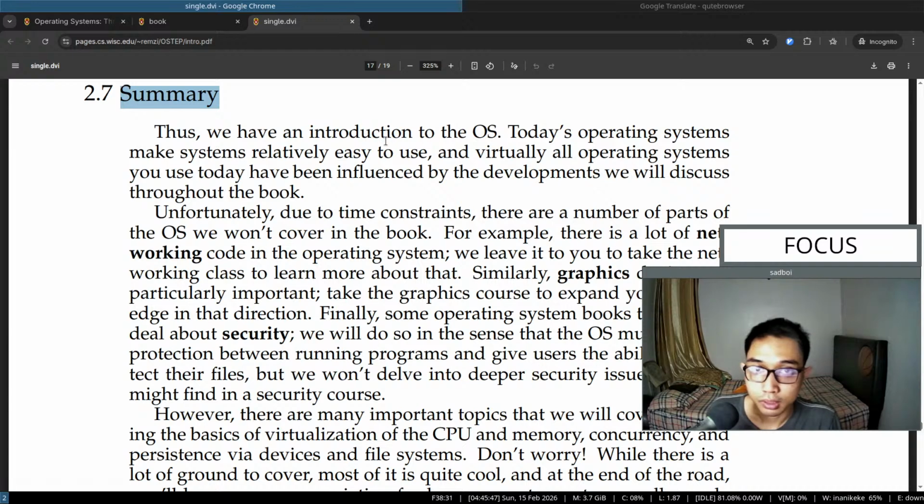Thus, we have an introduction to the operating system. Today's operating systems make systems relatively easy to use, and virtually all operating systems you use today have been influenced by the developments we will discuss throughout the book.